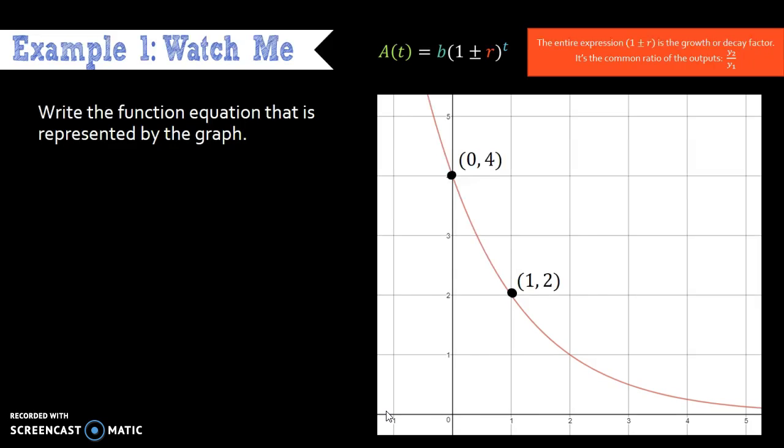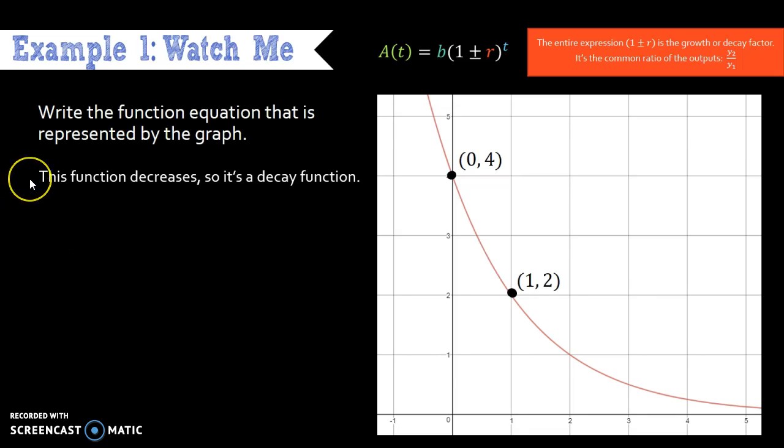Let's do an example together. Write the function equation that's represented by this graph. So we have 2 points that are labeled. It's clearly an exponential function because it follows this nice curve right here. I can see that I probably have an asymptote at the x-axis. That's where my graph is kind of starting to level out. It doesn't look like it's going to cross the x-axis at all.